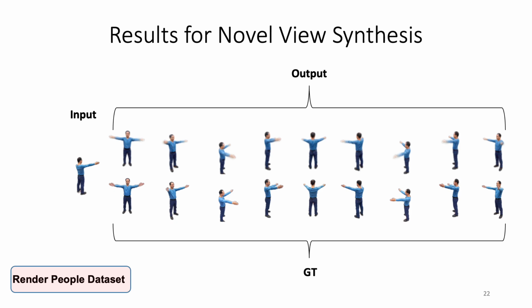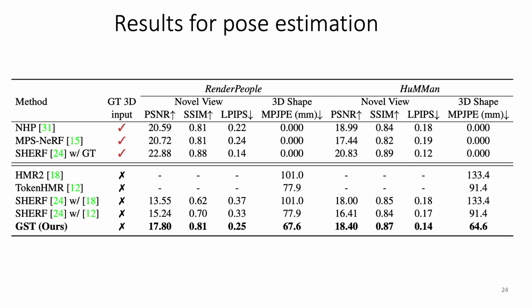Here we show some results on the RenderPeople dataset. In terms of quantitative metrics, we achieve state-of-the-art results when no ground truth 3D input is given, and the only input given is the input image. As you can see, we achieve better results in terms of PSNR, SSIM, and LPIPS, as well as 3D metrics in terms of MPJPE, error in millimeters. Note that we have not used any explicit 3D training in our pipeline. We only relied on the perceptual image loss that is rendered from the Gaussian splats.